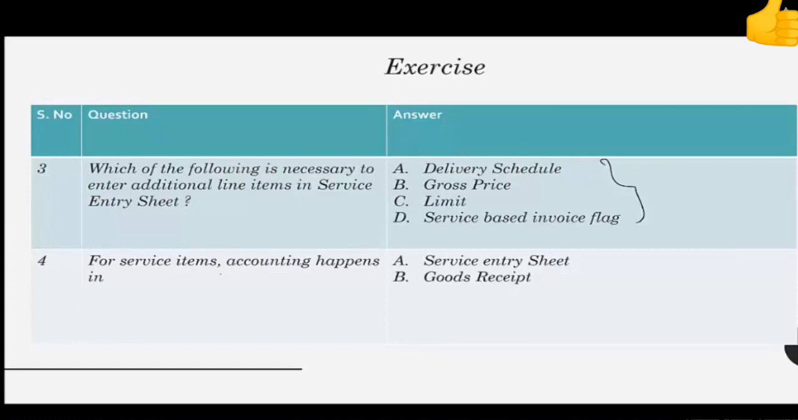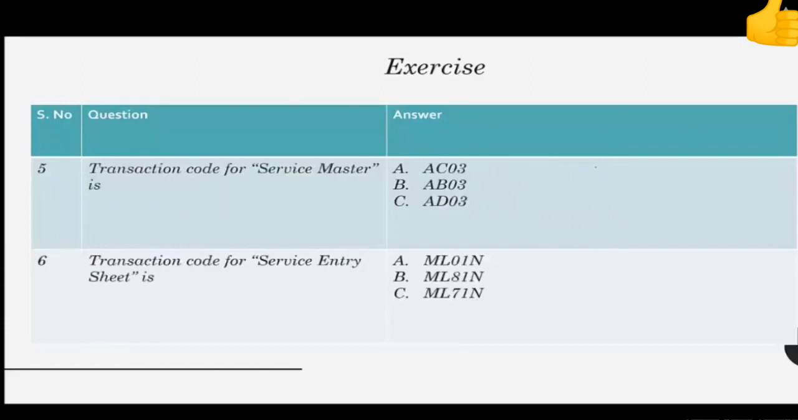Number 4, for service items, accounting happens when? During goods receipt or service entry sheet? Number 5, transaction code for service master is which one of these? Number 6, transaction code for service entry sheet. Well, I don't want you to really remember these transactions. The real reason I'm asking these questions here in the exercise is so that you can go and refer back to your SAP system, go to the service entry sheet and see the transaction yourself. It just ensures that you are really in touch with your IDES system.